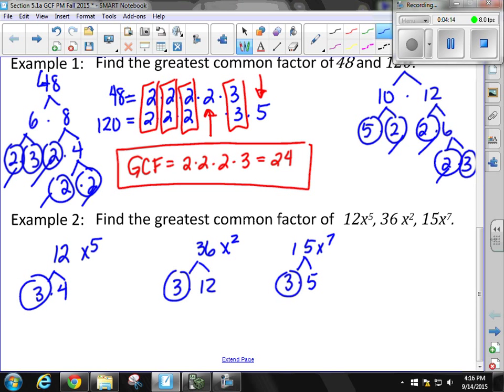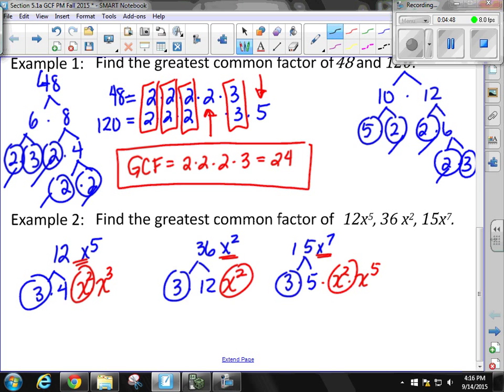When you look at the variables, you want to look at the variable that has the smallest exponent, and that would be x squared. And then we're going to break all of the others down to have a common factor of x squared. X to the 5th is x squared times x cubed, right? 2 plus 3 gives me 5. And x to the 7th is x squared times x to the 5th. 2 plus 5 gives me 7. So I know that I also have x squared in common to all 3 of those terms.